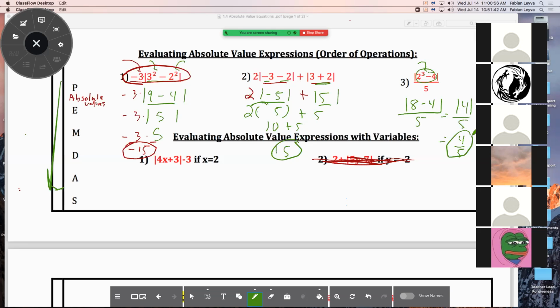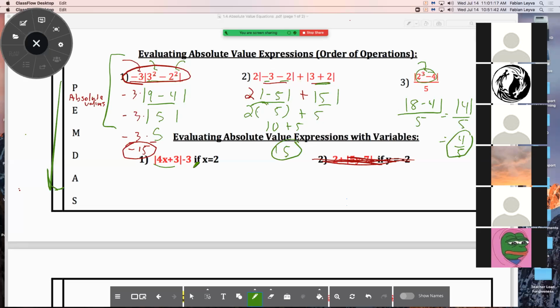Notice that I drag that 5 over. I can't reduce 4 over 5 any way, shape, or form. So that means I am done with that problem there. I've simplified it as much as I can, ready to move on. So you'll notice here that the way I set up these problems, I wanted to ensure that you guys felt comfortable solving, or really simplifying, expressions with absolute values.